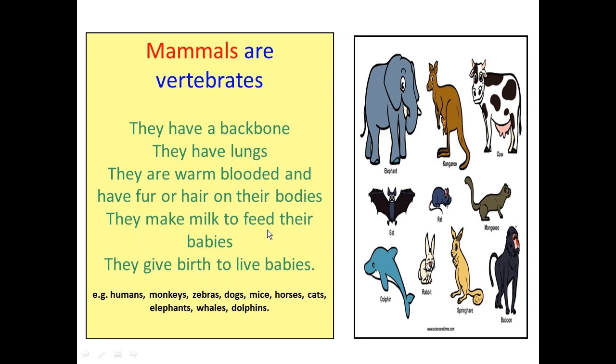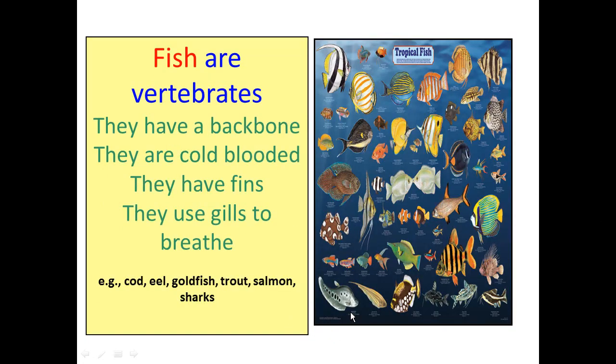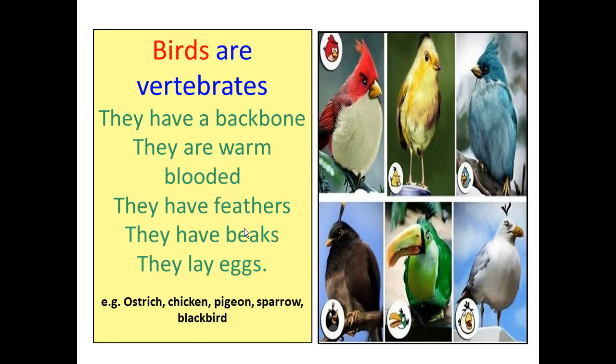They can make milk to feed their babies, and they give birth to live babies. And those are some examples of mammals. Okay, then we have fish. They still have backbones. They have gills instead of lungs to breathe. Then you have birds, and they have feathers on the skin, and they lay eggs.